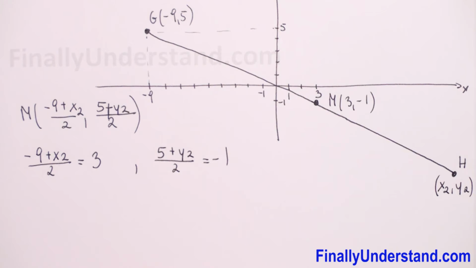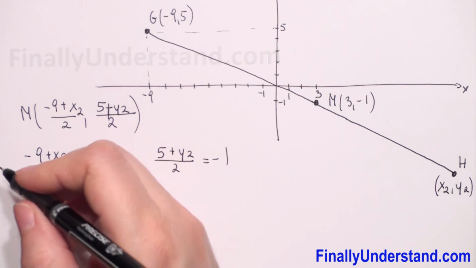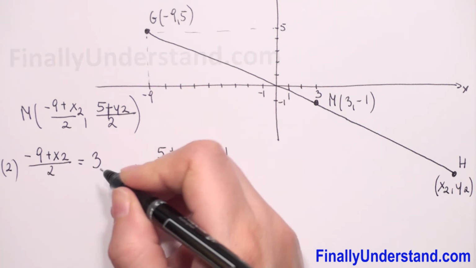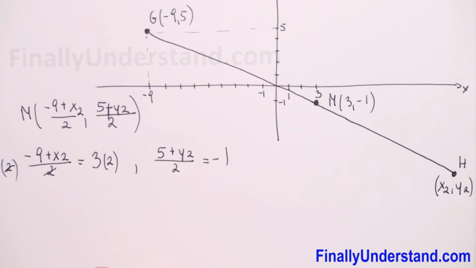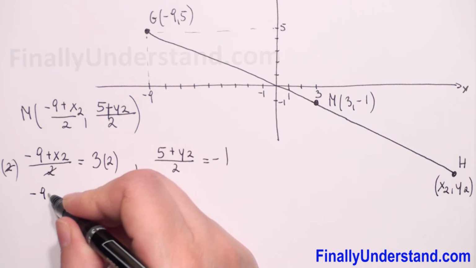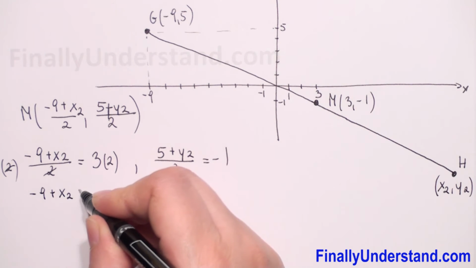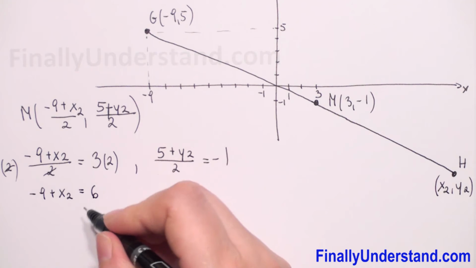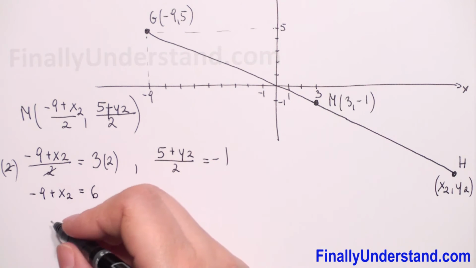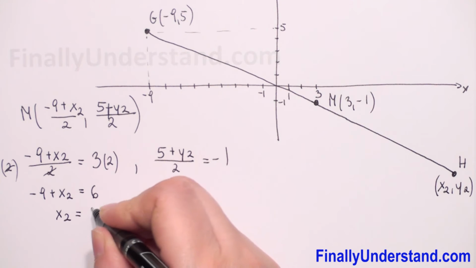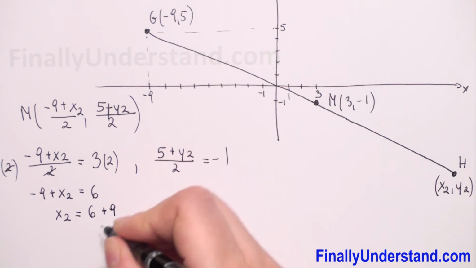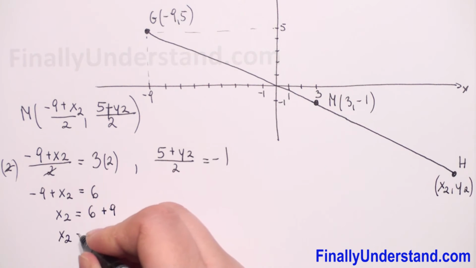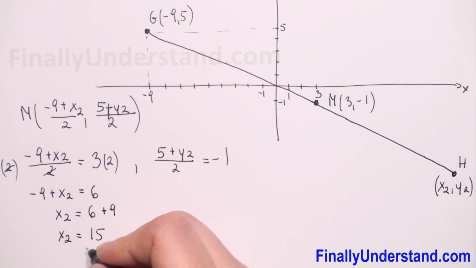So we have to multiply both sides by 2 to remove the denominator. So 2 and 2 will cancel, and we have -9 plus x2 is equal to 6, because 3 times 2 is 6. We will move -9 to the right side, so it will be +9. So x2 is equal to 15.